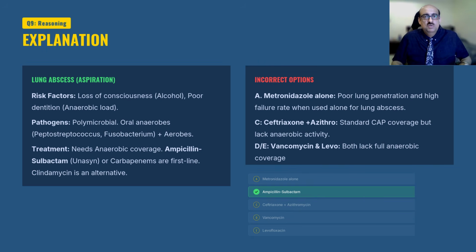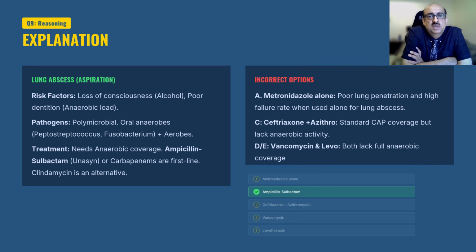There is no doubt we are dealing with a patient who has a lung abscess, most likely due to aspiration, and the risk factors are already there: history of alcohol intake, and poor dentition, which leads to a higher anaerobic load. The pathogens are usually polymicrobial, but oral anaerobes like Peptostreptococcus and Fusobacterium plus aerobes as well can be contributing pathogens.